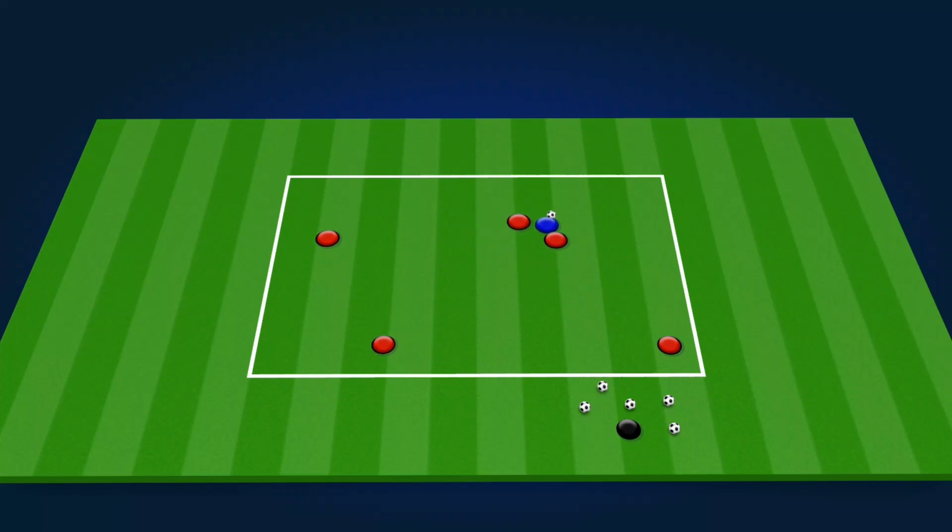Each player must take a minimum of 3 touches before passing, with the first touch typically being a dribble to help evade the defender. Defenders work to steal the ball and score points by either dribbling out of the grid or passing to the coach.